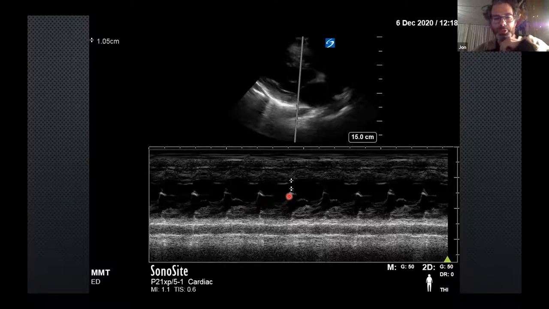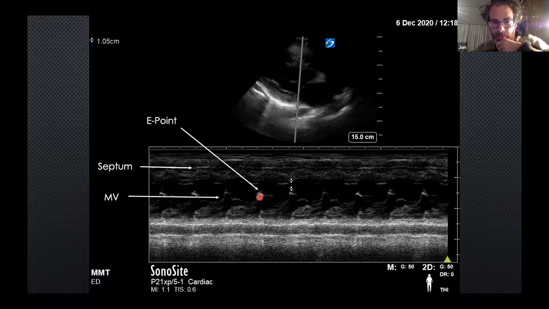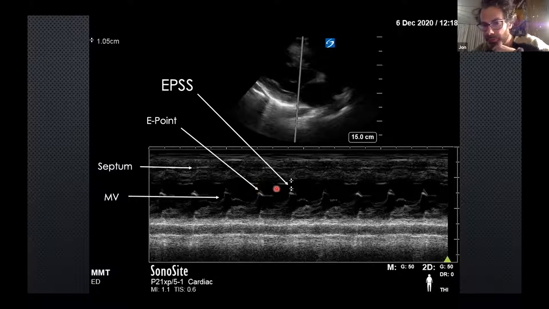And if you measure, so it's the septum here, it's the mitral valve there. The point where the mitral valve gets closest to the septum is called the E point. The separation between the E point and the septum is called the E point septal separation, or EPSS, and that can be a useful marker of LV function. If it's less than 7 millimeters, that's a pretty reliable marker of good LV function, so it rules out significant LV impairment, whereas if it's more than 7 millimeters, that could suggest impaired LV function.